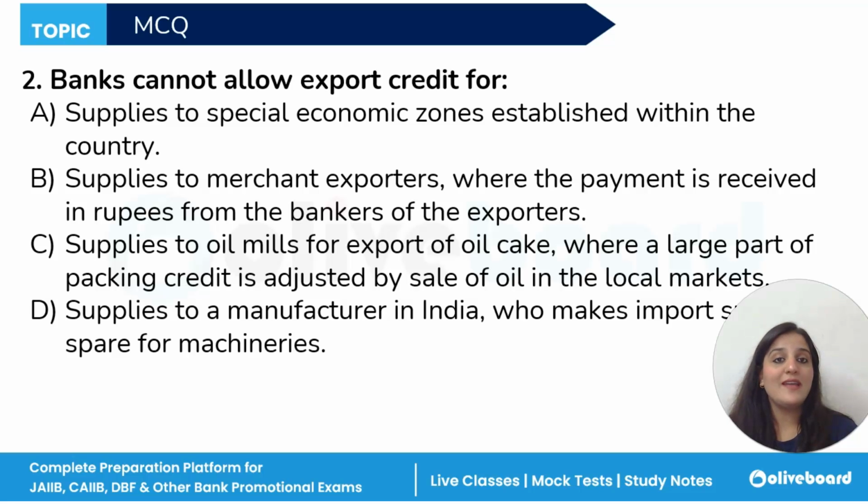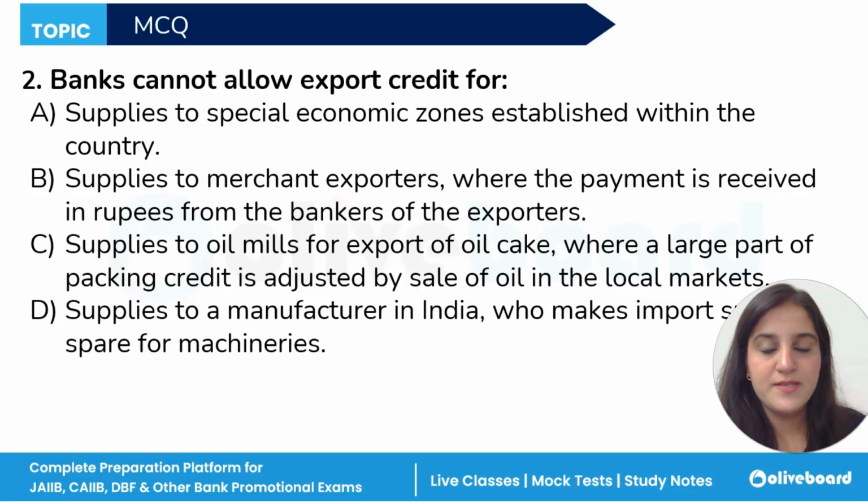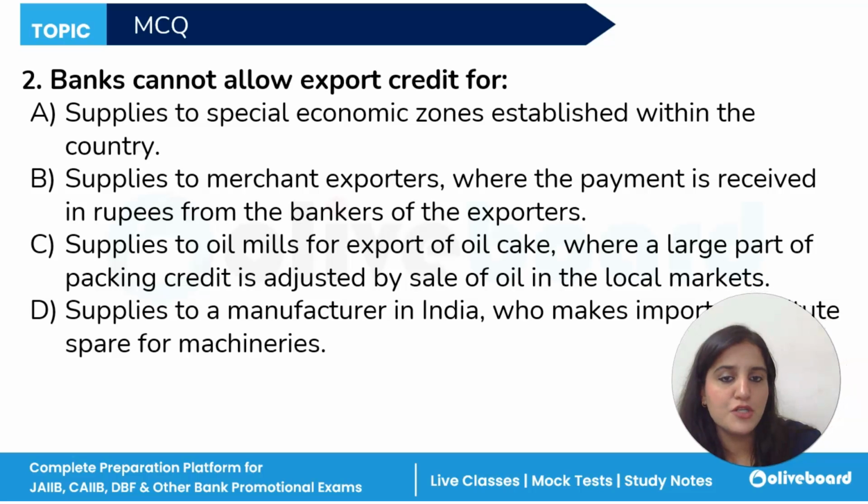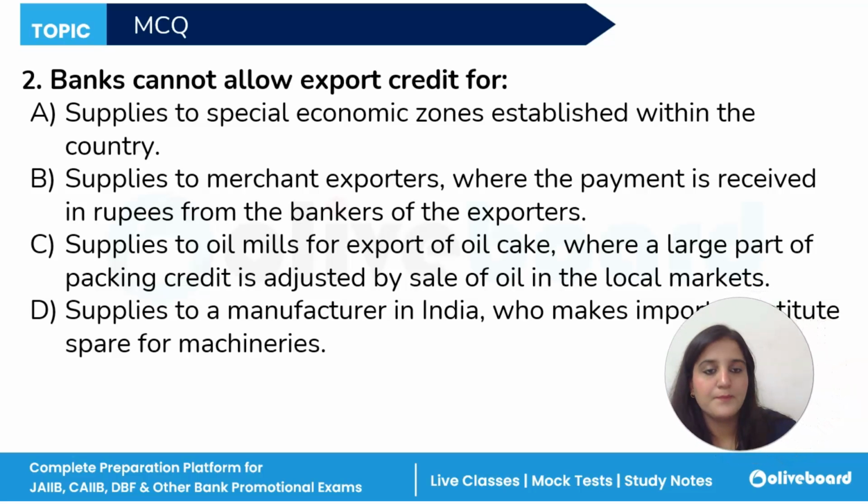Bank cannot allow export credit for. Here 4 options are given. You can read the options and try to evaluate yourself what is the correct answer here and what is the reason behind the correct answer. See, bank cannot allow export credit for supplies to a manufacturer in India who makes import substitute spare for machineries. Why?